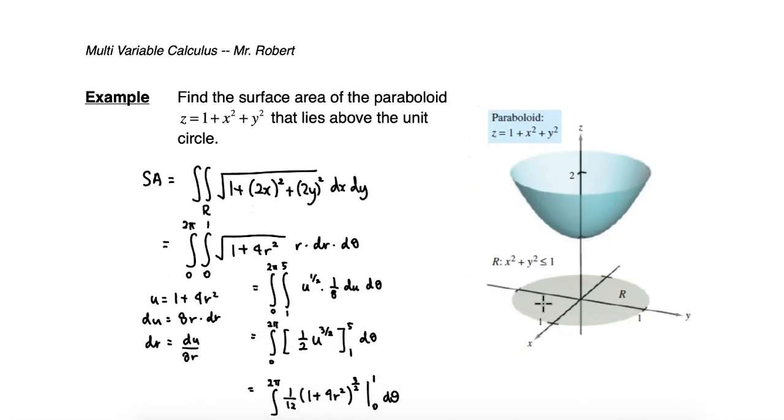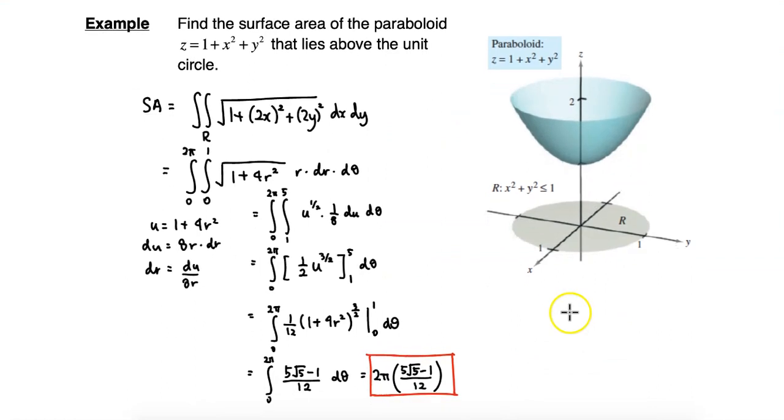We are going to see one example of this applied. Find the surface area of the paraboloid z equals 1 plus x squared plus y squared that lies above the unit circle. So above the unit circle we have this shape. It looks like a contact lens maybe. So it is cut here on this circle. What is the surface area of that?